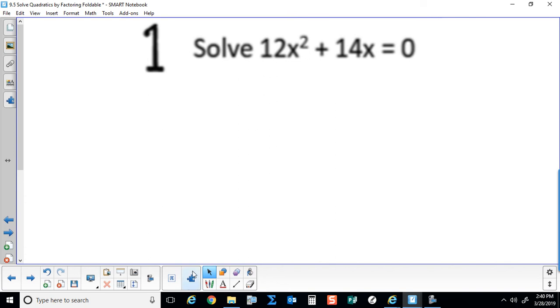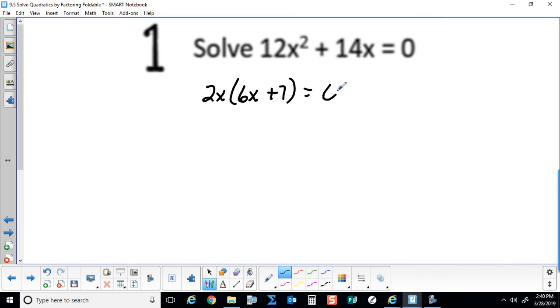Number 1, solve 12x squared plus 14x equals 0. So this is a binomial, so I'm going to factor out the greatest common factor, which is 2x. So 2x times 6x plus 7. This factor times this factor equals 0.